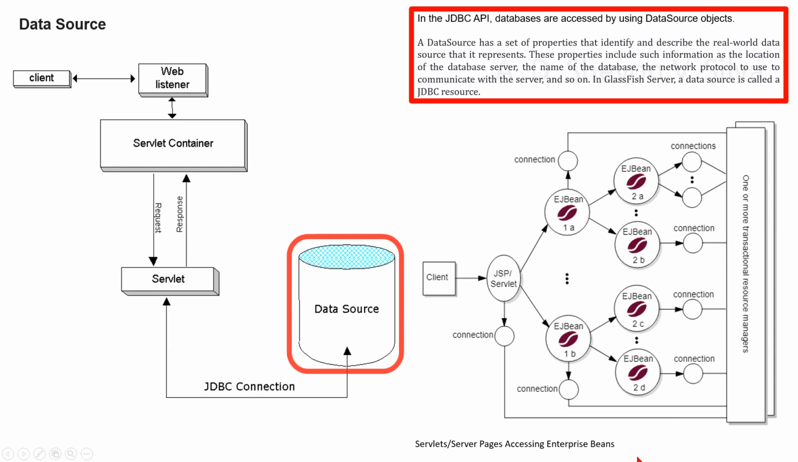For example, in servlets and server pages accessing enterprise beans, the call tree starts from a servlet or server page accessing multiple enterprise beans, which in turn may access other enterprise beans. The components access resource managers via connections.